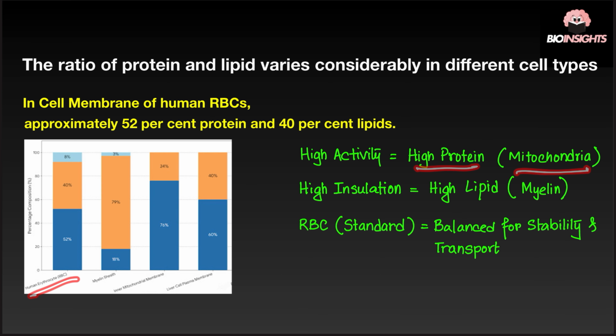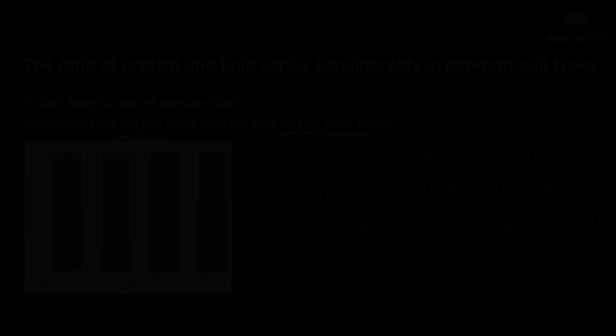Whereas for example in red blood cells, the cell membrane primarily provides stability and proper transport, so the lipid to protein ratio is nearly balanced, that is 52% to 40%.